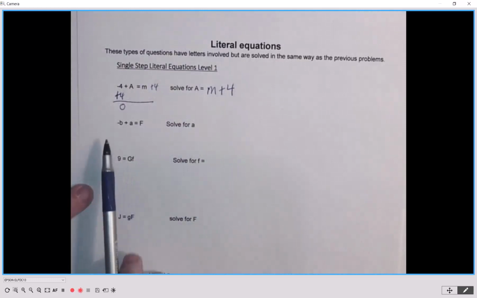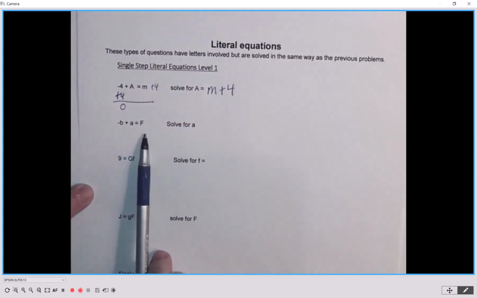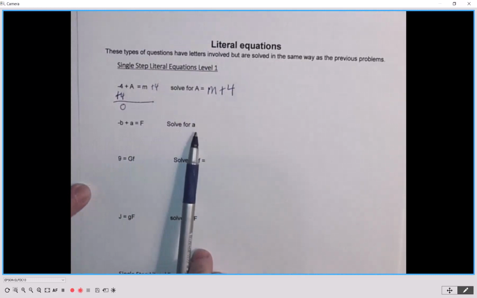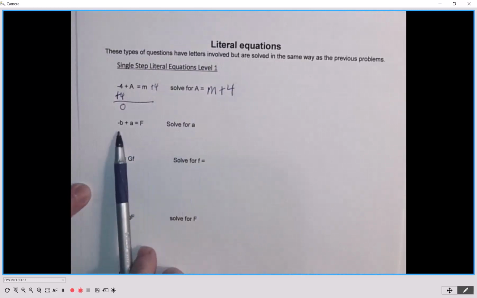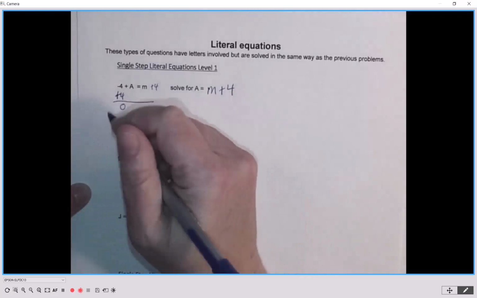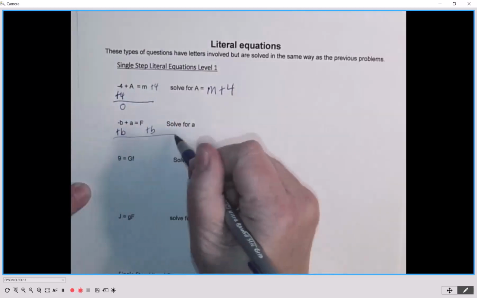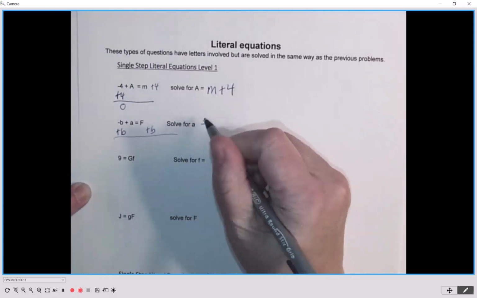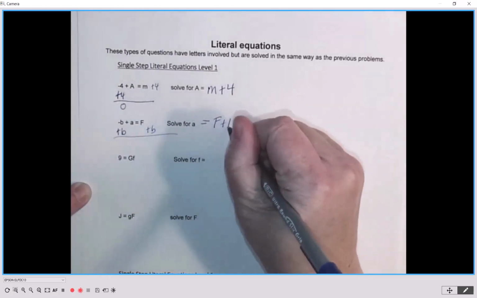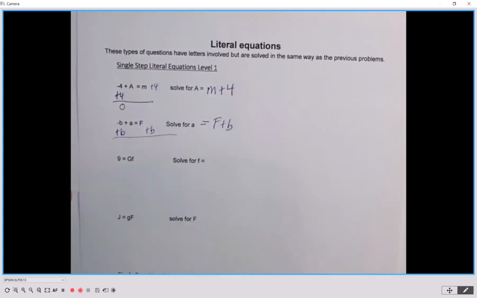All right, now we take a look at this. We have a -b plus a equals f, and we want to solve for that small letter a. To be able to get that to the other side, I'm going to add a positive b to both sides, right? And then this becomes a equals f plus b, and that is my answer.